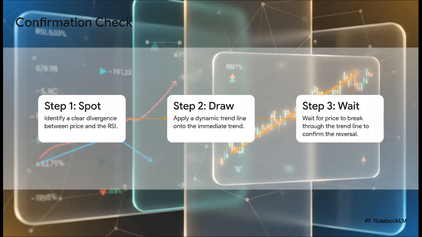So how do we get that proof? It's actually a super simple 3-step checklist. First, you spot the divergence we just talked about. Second, you just draw a simple trend line connecting the recent highs of the price action. And third, this is the most important part. You sit on your hands and you wait. You wait for the price to actually break and close above that trend line. That break is your confirmation.